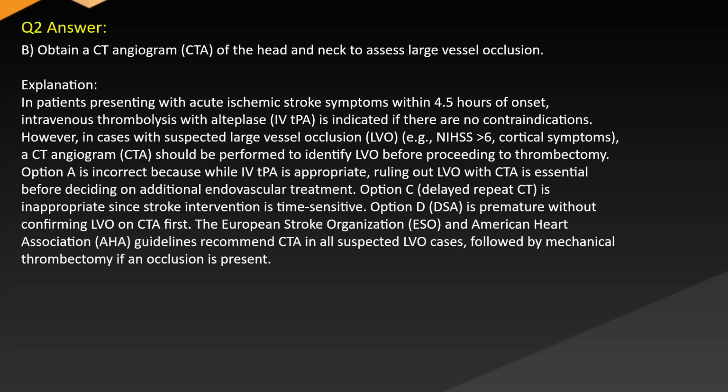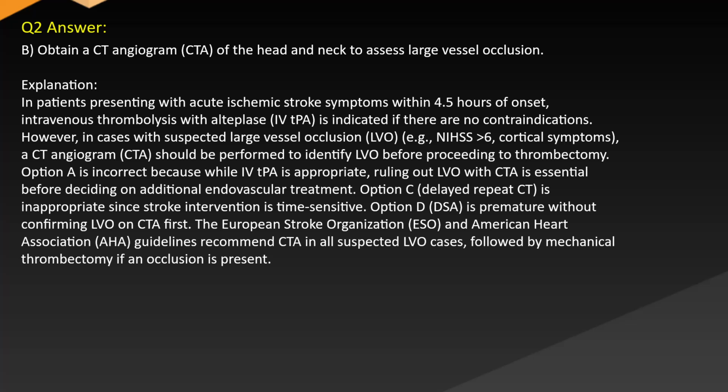Answer B. Obtain a CT angiogram (CTA) of the head and neck to assess large vessel occlusion. Explanation. In patients presenting with acute ischemic stroke symptoms within 4.5 hours of onset, intravenous thrombolysis with alteplase, tPA, is indicated if there are no contraindications. However, in cases with suspected large vessel occlusion, LVO, with a high NIHSS and cortical symptoms, a CT angiogram (CTA) is performed to identify LVO before proceeding to thrombectomy.